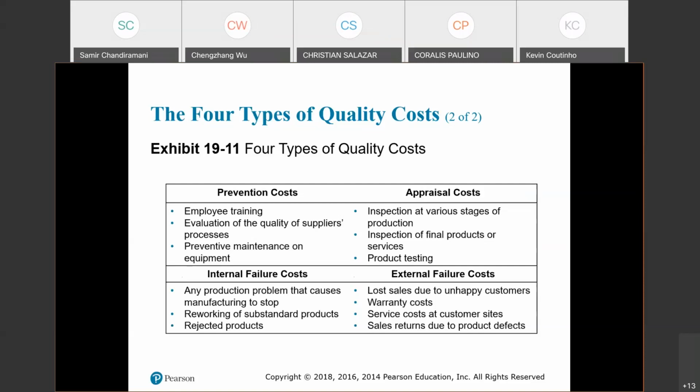Prevention of poor quality is much cheaper than external failure. Businesses should invest up front in prevention and appraisal, to reduce internal and external failure costs.